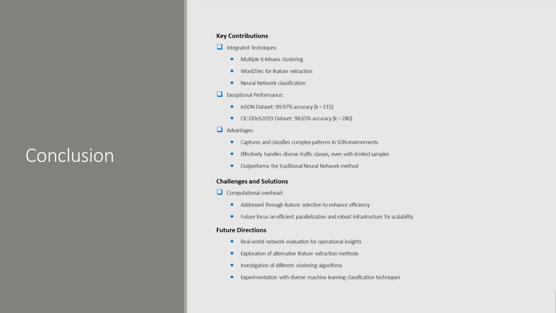While the process involves computational overhead, feature selection helps reduce this. Future research will focus on testing the model in real-world networks, exploring alternative approaches for feature extraction, clustering algorithms, and classification methods, along with optimized parallel processing and the creation of a robust infrastructure to ensure scalability.